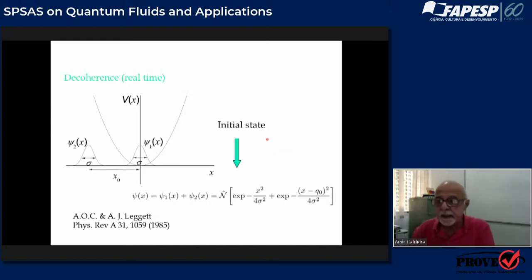Now, another possibility, another very old result. I can place two wave packets within the harmonic well, not two particles, a single particle in a sort of delocalized state, a sort of microscopic Schrödinger cat state, right? So I can make the linear superposition of these two possibilities, two harmonic potentials, and I can see what happens.